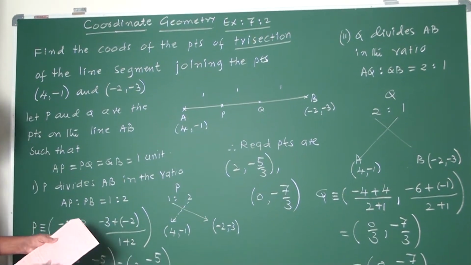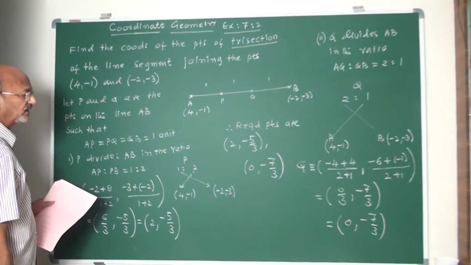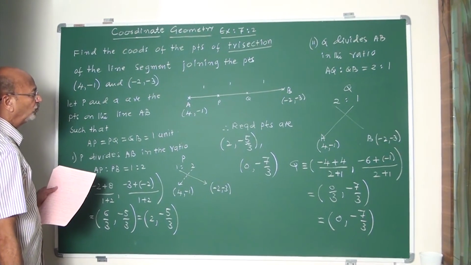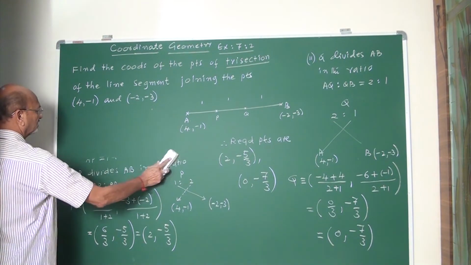Yes, my friend. Trisection means dividing into 3. Now let me do one more example where you have to divide into 4 parts.